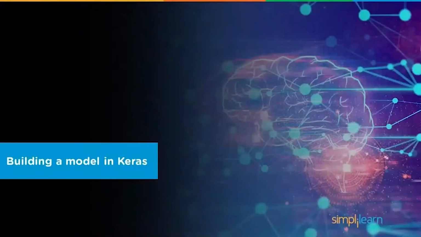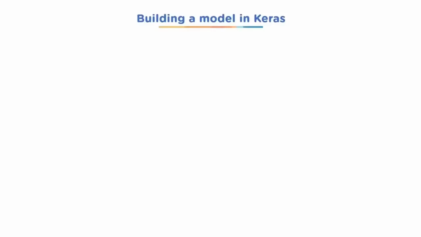Building a model in Keras. Let's take a look at the basic pipeline which you will have to follow when you are using Keras to define a neural network. First of all, you will have to define a neural network. You will have to select the activation functions and the various mathematical operations that are going to be taking place in your neural network along with the different weightages.